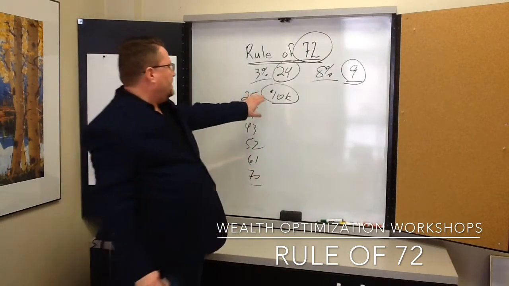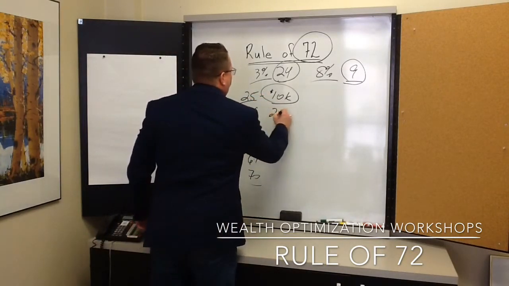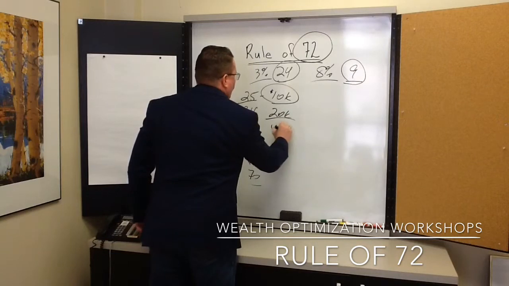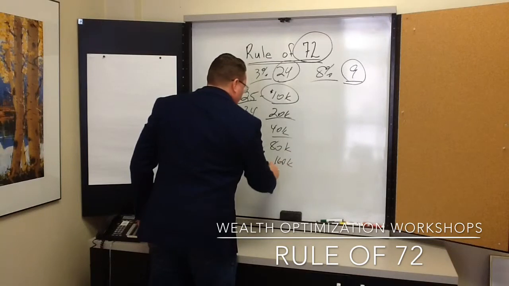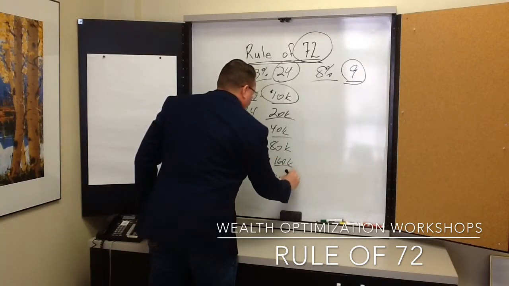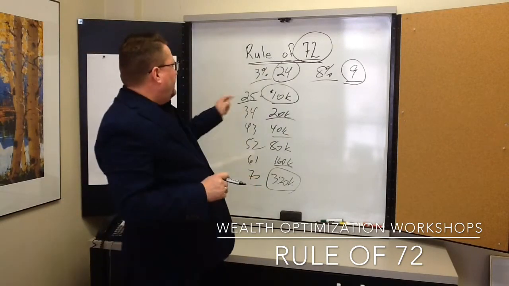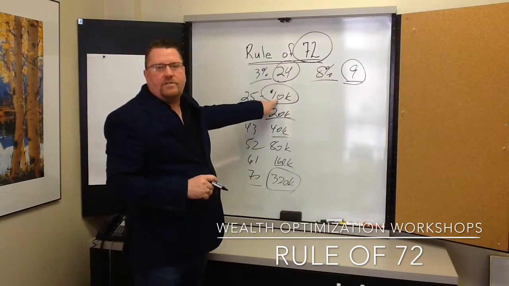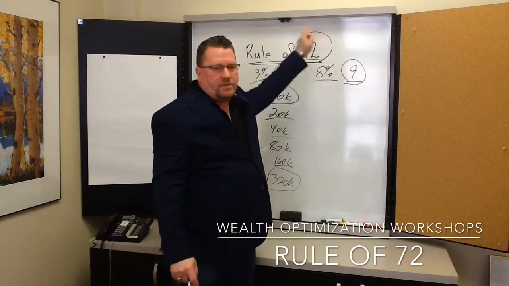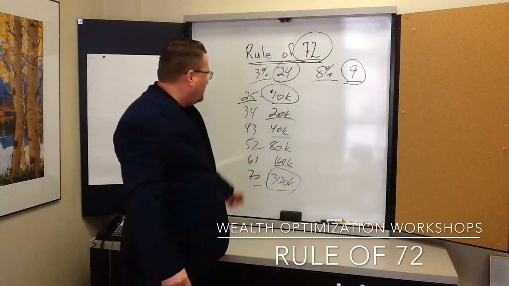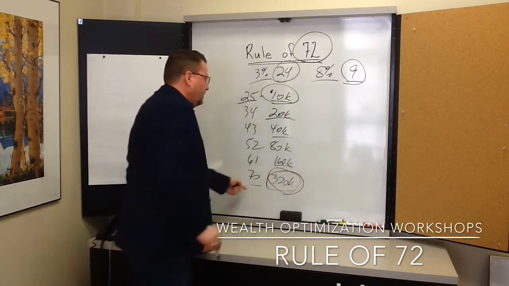All right, let's double this number. 10,000 times 2, 20,000. Double that number, 40,000. Double that number, 80,000. Double that, 160,000. Double that, 320,000. So, what does it tell us? That if this young feller here had invested a $10,000 investment, averaged 8%, some years better than others, but averaged 8 over that long time horizon, 10,000 today would be worth 320,000 when they're 70 years old.